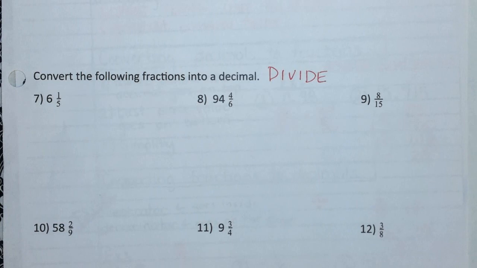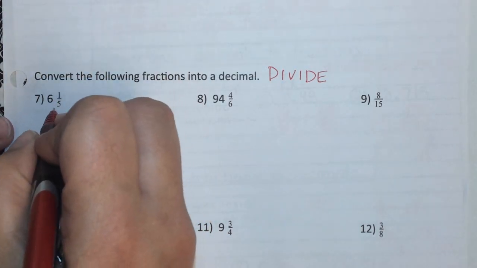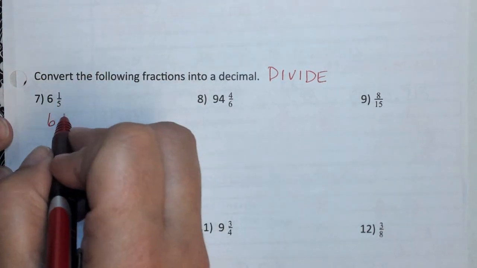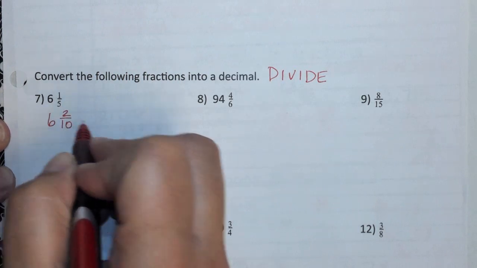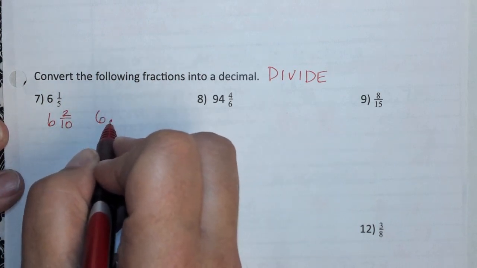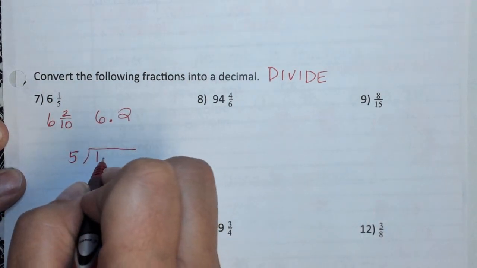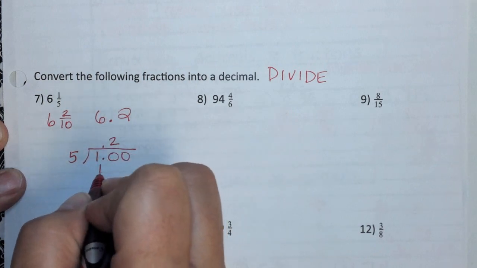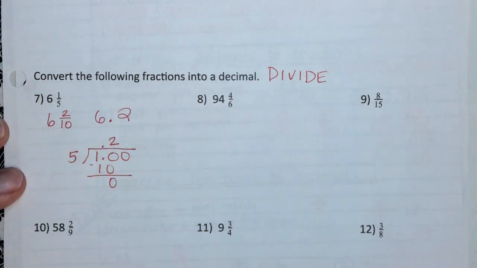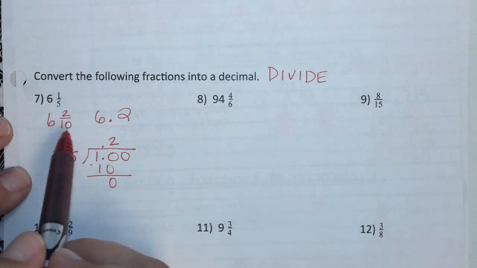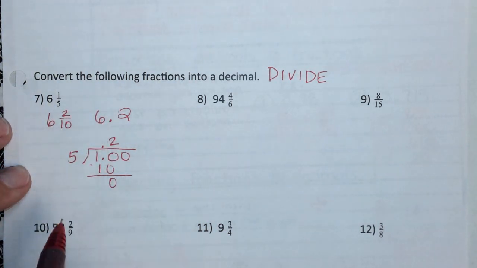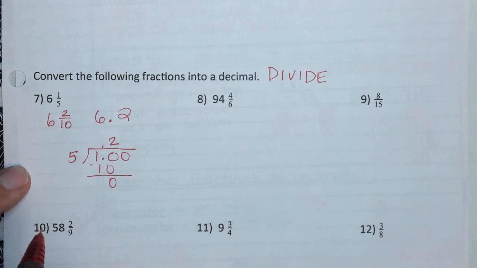Is there a way to change that denominator to a 10? Yes. Multiply both by 2. So if I do that, this becomes 6 and what? 2 tenths, which we can write as a decimal as 6.2. If I had divided 1 by 5, guess what I still get? 2 tenths. Same? So you're going to get the same answer. As long as you can make this denominator a 10, 100, or 1,000, that's going to be your easiest bet. You see what I did?